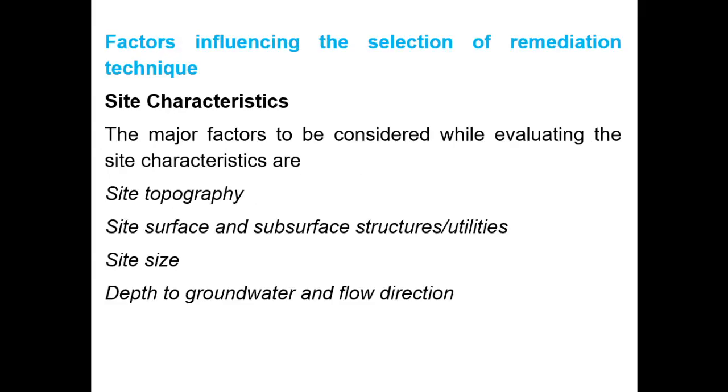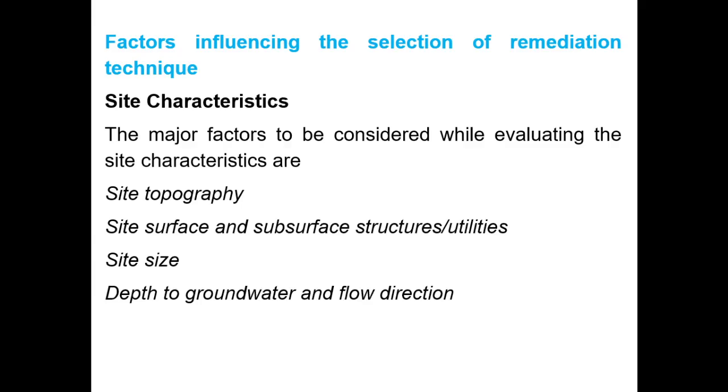Now let us see the factors influencing the selection of remediation technique. A number of critical technical factors need to be measured for selecting the effective and less expensive remedy. These factors are classified into three main categories: site characteristics, soil characteristics, and contaminant characteristics. The first one is site characteristics.